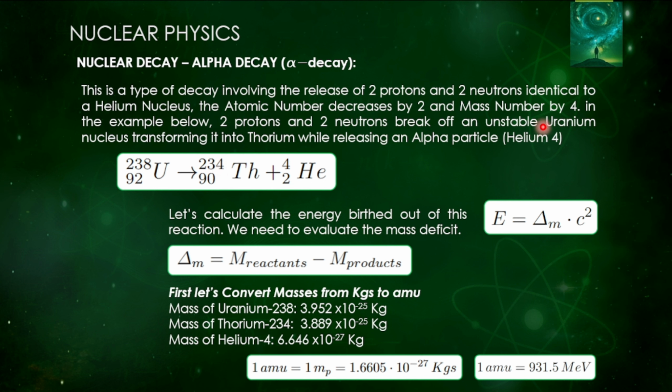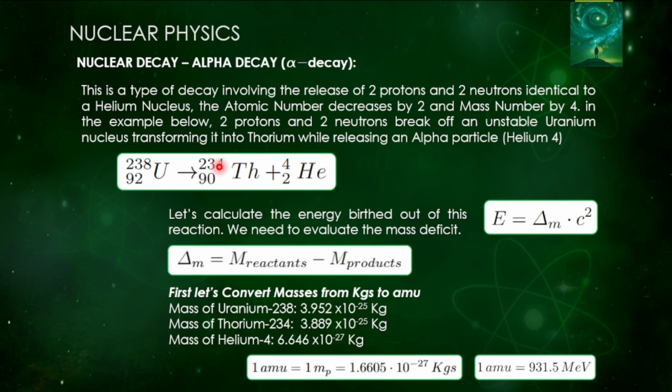an alpha particle. Here we note something: the number of protons and neutrons needs to be conserved, meaning that if you add up all the protons between the reactants and the products, you have 92 here, and 90 plus 2. So it's the same number, however, they are broken into 2 lighter elements instead of 1.